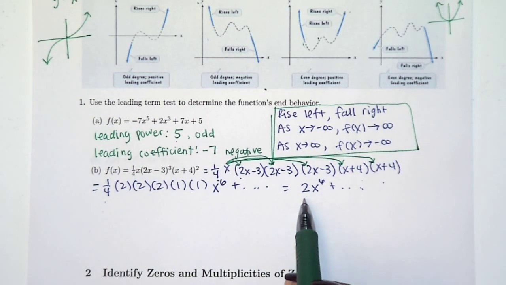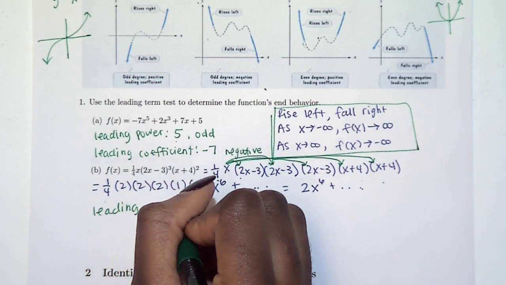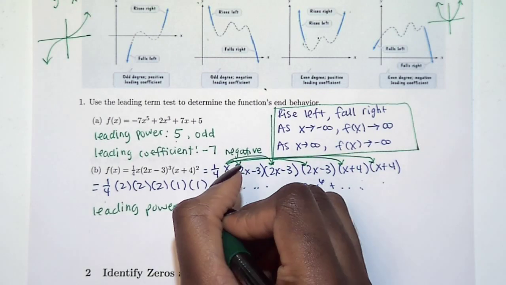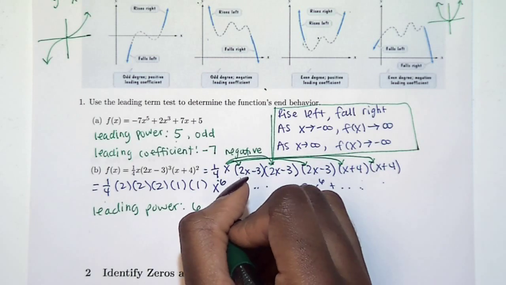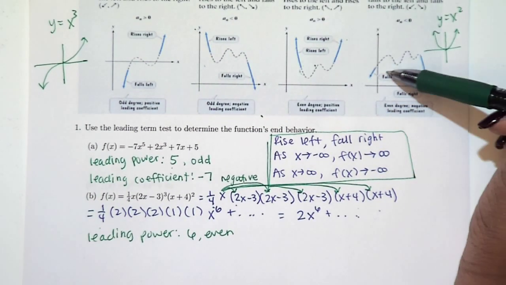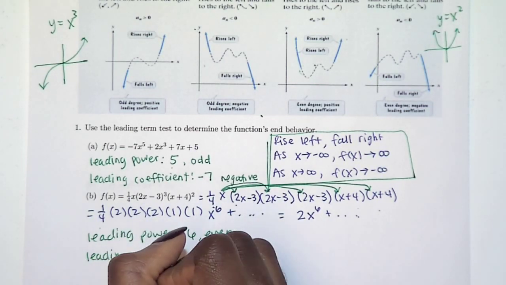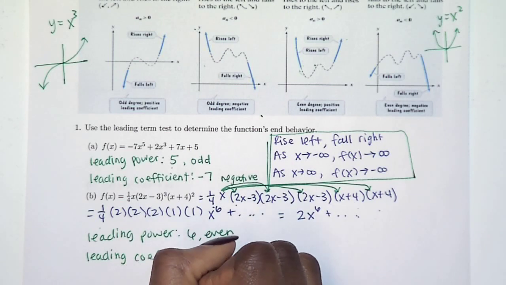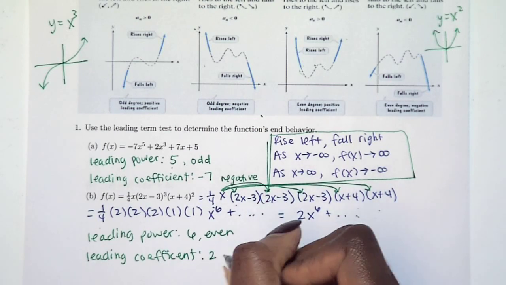We only did the first term because that's all we care about right now to determine the function's end behavior. So our leading power is 6, and that's an even number. That tells us exactly what category we're in. They're either both going to go up or both going to go down. To determine which, we look at our leading coefficient. That's 2, which is a positive number.